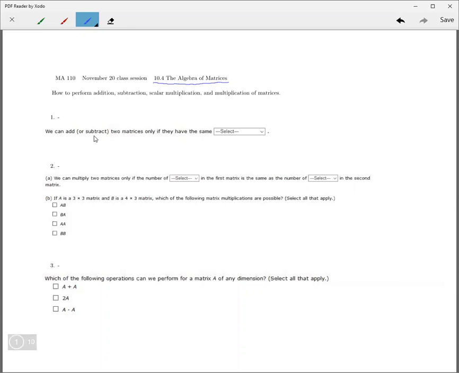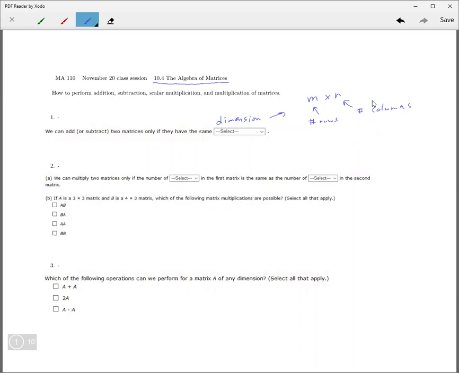Okay, so we can add or subtract two matrices only if they have the same dimension. Remember, the dimension is written as m by n, so there's two numbers, and m is the number of rows, and n is the number of columns. Okay, we'll get to some examples later.